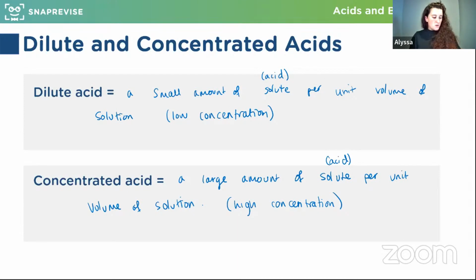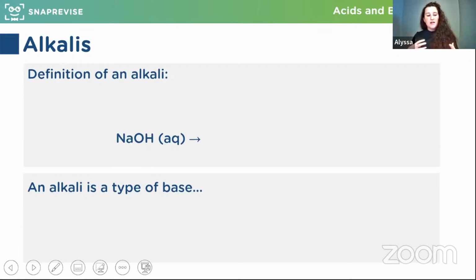Okay, so in a minute when we do our exam question, we'll have a think about how we can compare the differences between dilute, concentrated, strong, and weak. What we're going to look at now is this other term, an alkali. Alkali versus a base. What's a definition of an alkali? Anybody know?